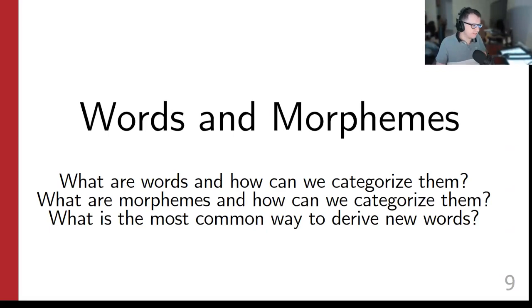Today is about words and morphemes. So specifically, what are words and how can we categorize them? When we say what are words, we're not going to get a nice answer to that, but we'll get a few definitions that we can work with. What morphemes are and how we can categorize those. So how do we determine whether something is an affix or not? What are the different types of affixes? And we'll take a look at one of the most common ways to make new words, which of course is through affixation. So a word like jump becoming jumped, adding that extra ed at the end, or the t sound.